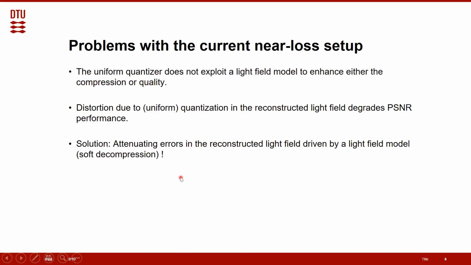Okay, so what could be the problems here, or what could be improved? The uniform quantizer doesn't really exploit the light field model. So it's a fairly simple, agnostic technique. And due to this quantizer, and definitely going to larger quantization step sizes, we degrade the PSNR performance.